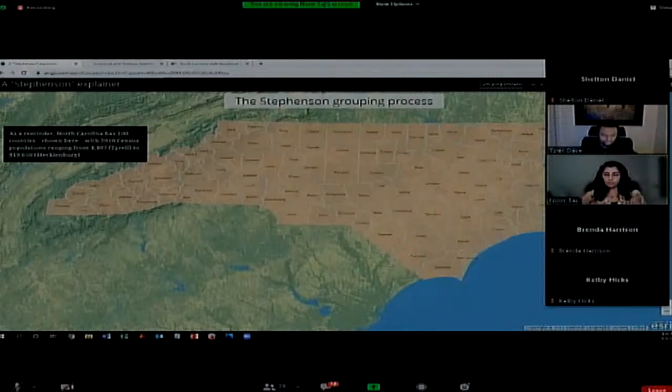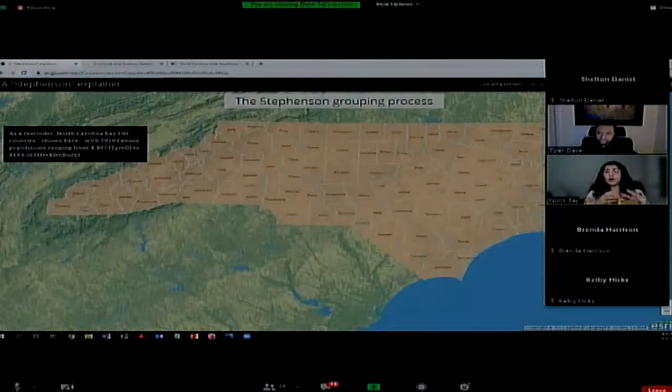So once you find out what the ideal population is, you look at the map and you figure out how many counties can basically hold an entire district within its boundaries. So if it's one county, one district within its boundaries, that becomes a voting district. And this is for state house and state senate. These are state legislative districts.